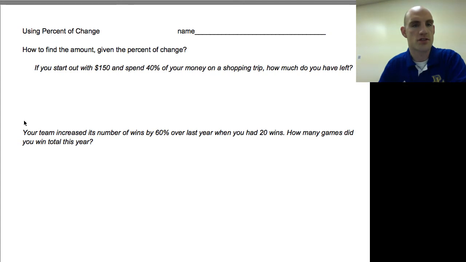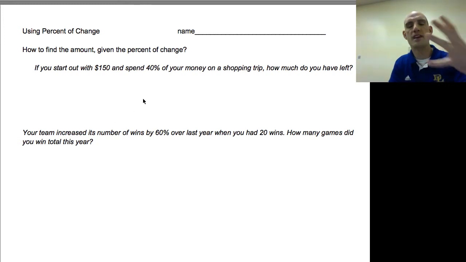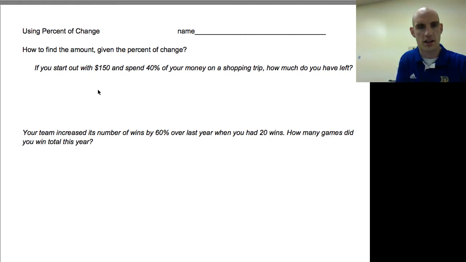The first question says, if you start out with $150 and spend 40% of your money on a shopping trip, how much do you have left? Well, when I think about this problem, I'm thinking about spending money. So I start out with 150 and I'm going to spend some of it. So is that going to be an increase or decrease is the first question I need to ask. And I really know that that's going to be the amount of decrease. So I know I'm going to end up subtracting.